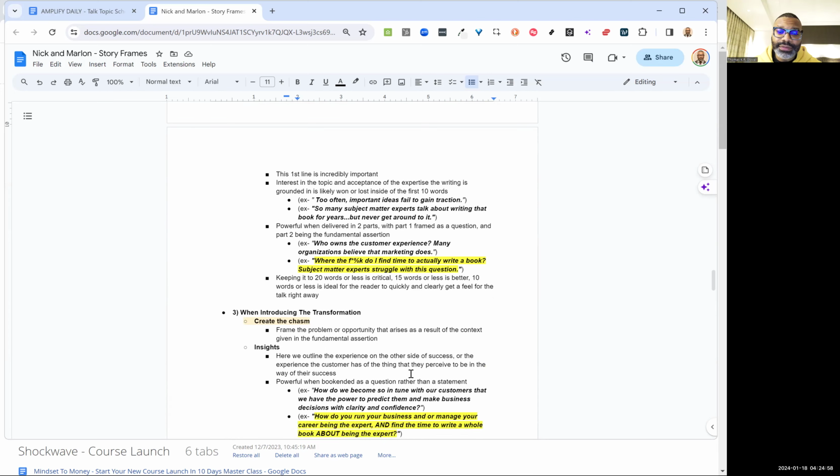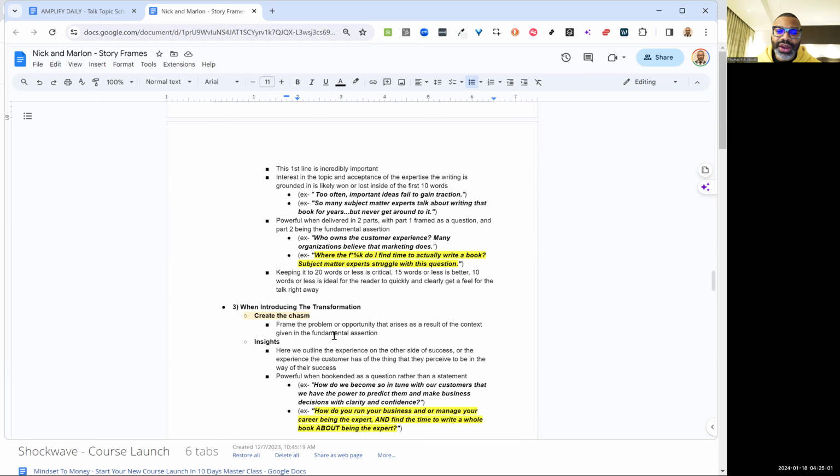Okay? Step 3. And this is when we are introducing the transformation, we want to do what I call creating the chasm. Frame the problem or opportunity that arises as a result of the context given in the fundamental assertion. Some insights about this. Here is where we outline the experience on the other side of the success, or the experience the customer has of the thing they perceive to be in the way of their success. This is powerful when bookended as a question rather than a statement.